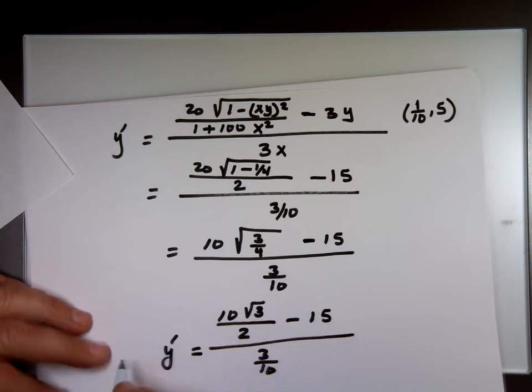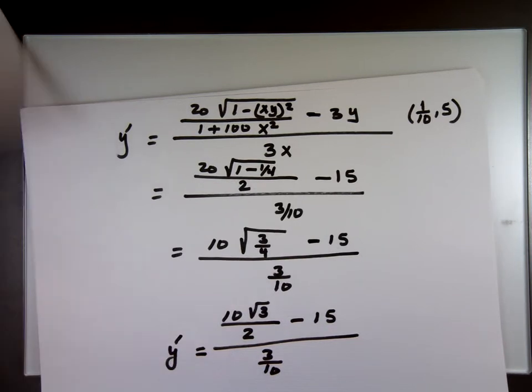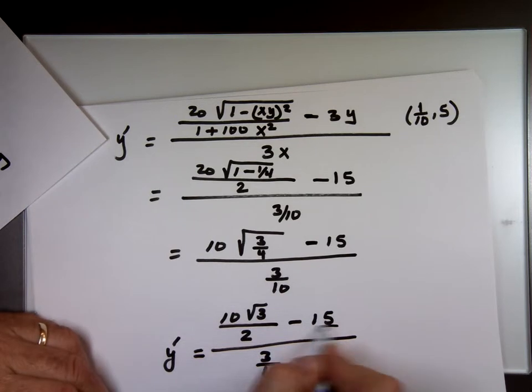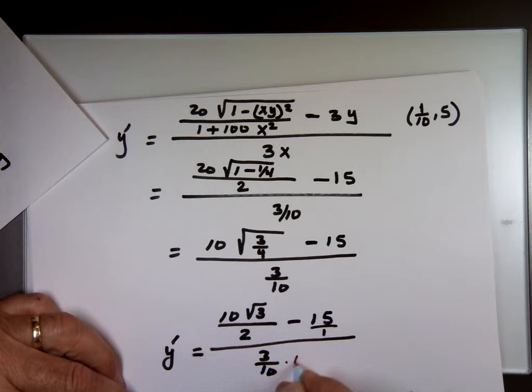What's my LCD here? 10. The 2 and the 10 here. I'm looking at the little fractions. This is over 1 here. So 1, 2, and 10, that's a 10. Let's multiply by 10, by 10, by 10.